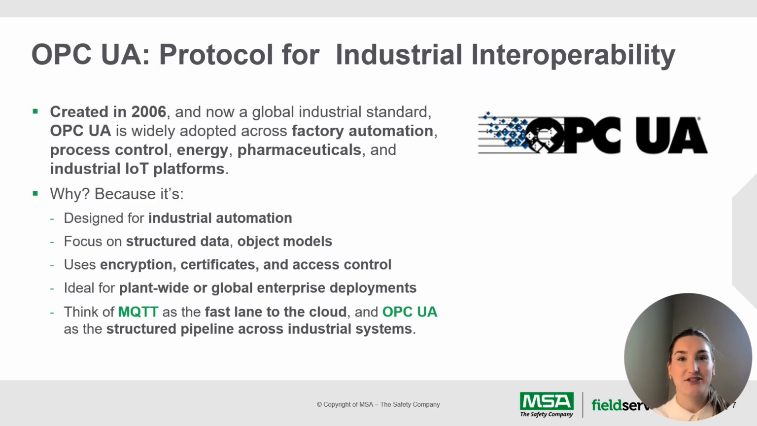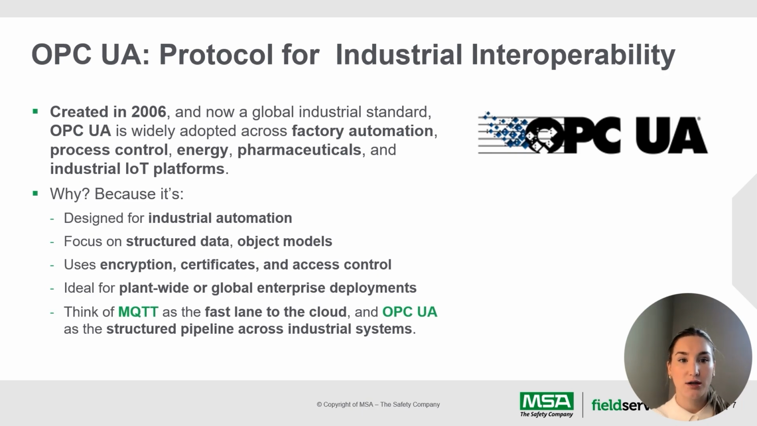Another major advantage of OPC UA is its native security. It was built with security in mind from day one, and that includes encryption of data in transit, user and role-based access control. This means that you're not just getting data from point A to point B, you're doing it securely and in compliance with cybersecurity standards. This makes OPC UA a natural fit for plant-wide or even global enterprise deployments where both data integrity and access control are critical.